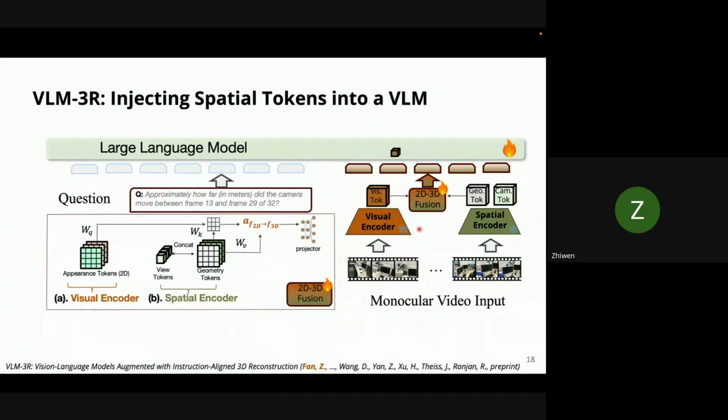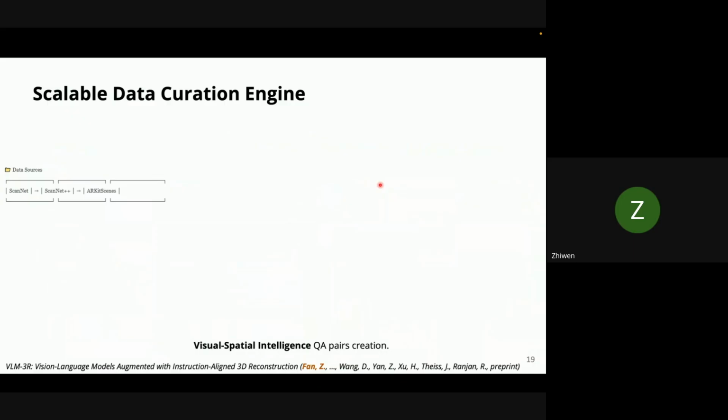So the high-level idea is kind of straightforward, because we are augmenting the video encoder with the spatial information from a pre-trained 3D encoder. With this formulation, we give the existing language model 3D perception capability. The second part is definitely the data, because data is a key field. How can we build a scalable engine for data curation from the existing visual spatial data pairs?